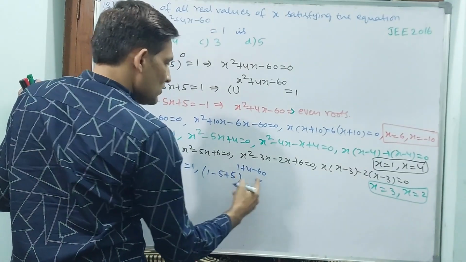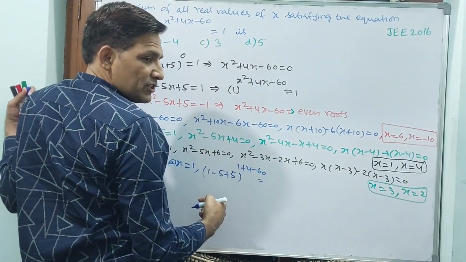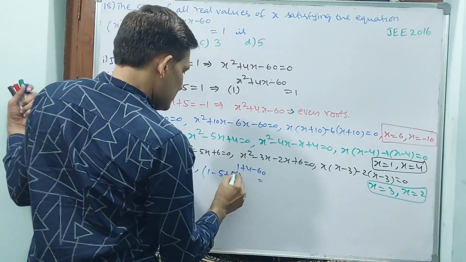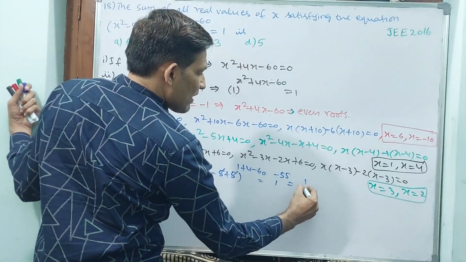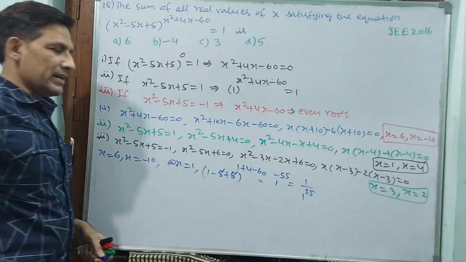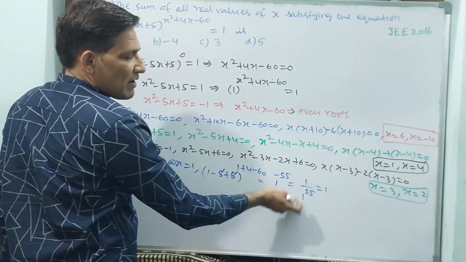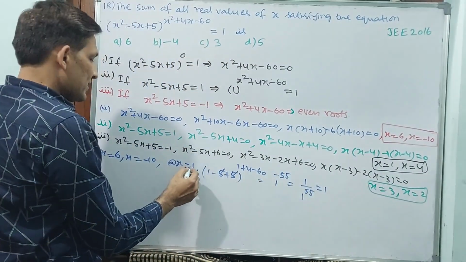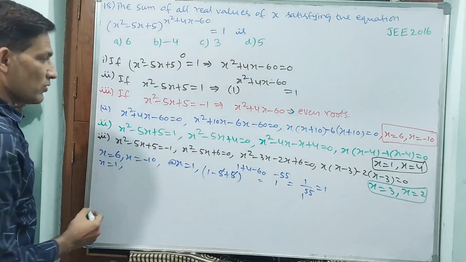That is equal to plus 5 minus 60, minus 55. That means this is going to cancel. 1 power minus 55. Shall I write 1 by 1 power 55? Definitely I can write. That means this is going to be 1 only. Why? Because this is also 1, that is also 1. 1 by 1 is 1. That means x is equal to 1 is also satisfied. I am writing here, x is equal to 1 is also okay.